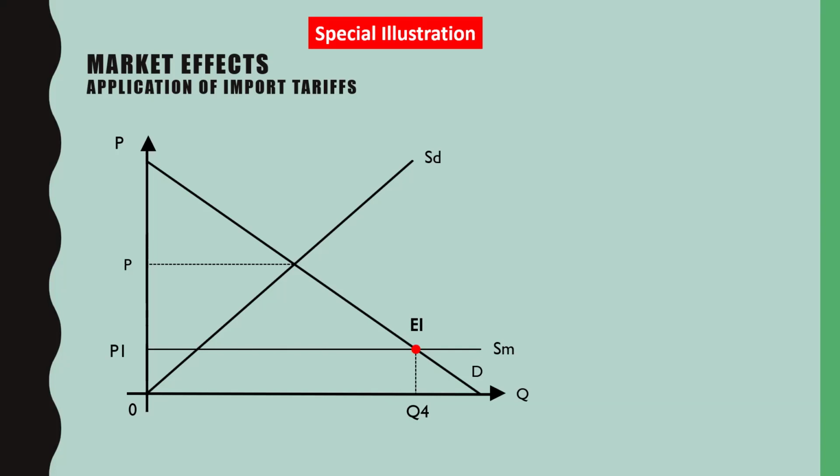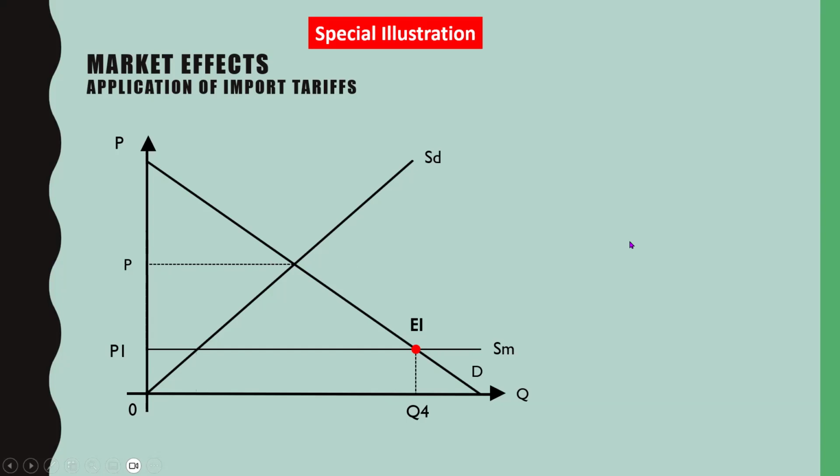In this case, it is P1. And at P1, demanders are willing to buy Q4 quantity. So we identify that as the equilibrium, E1. This is the domestic equilibrium, but it doesn't operate because the product is also being imported. If the product was only bought and sold domestically, then P is the equilibrium.